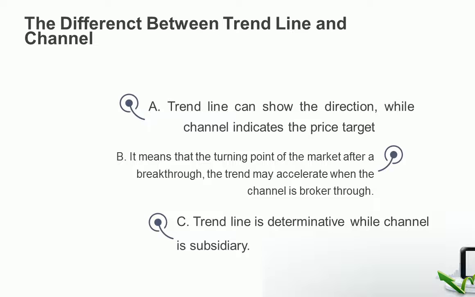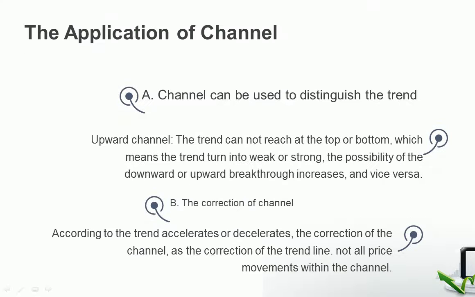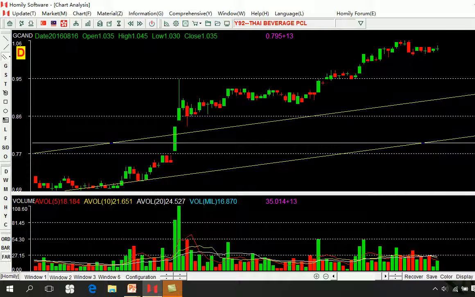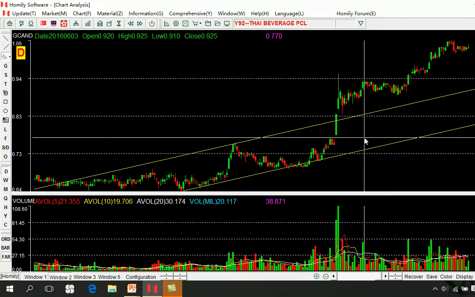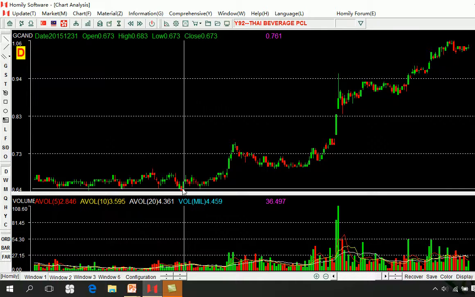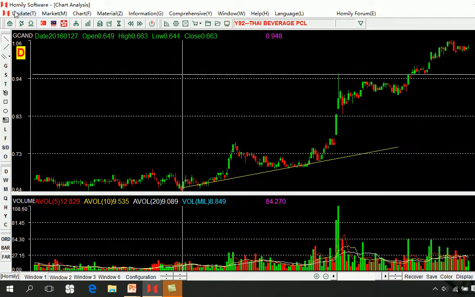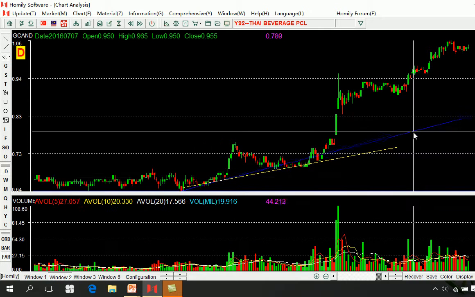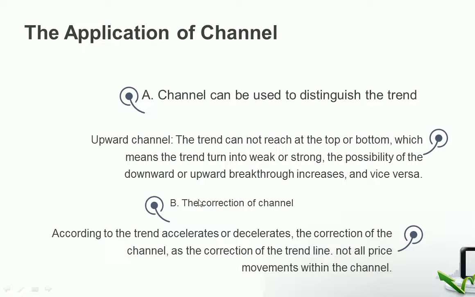The next one, it means that at the turning point of the market after breakthrough, the trend may accelerate when the channel is broken through. Okay, so the last one, trend line is determinative while channel is subsidiary. Okay, so this is the difference between trend line and channel. So do you know what the difference is? If I draw this line, is this the channel or trend line? If I only draw one line, this is the trend line. But if I draw the parallel line, this is the channel. Okay, it's different.